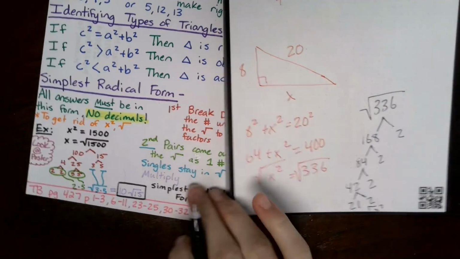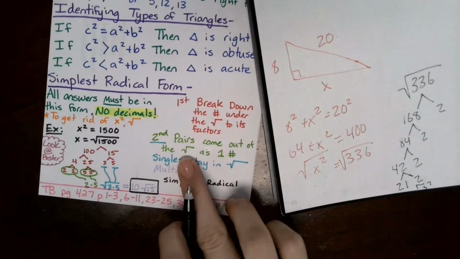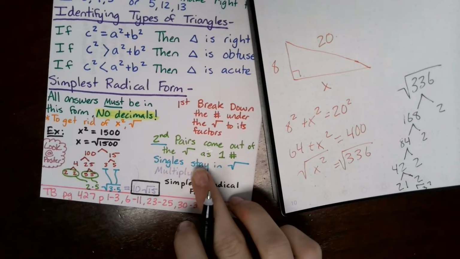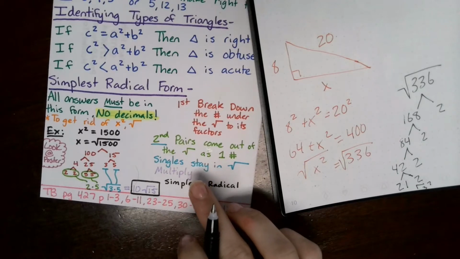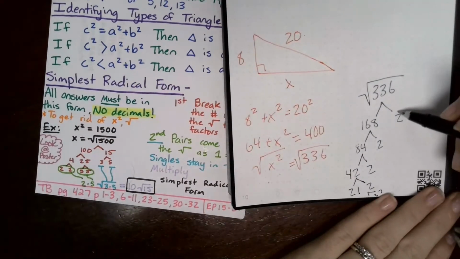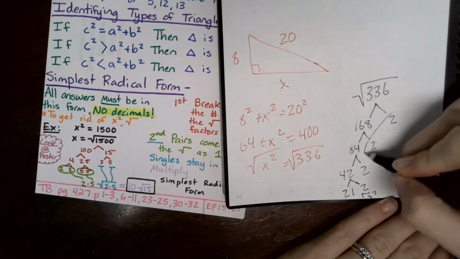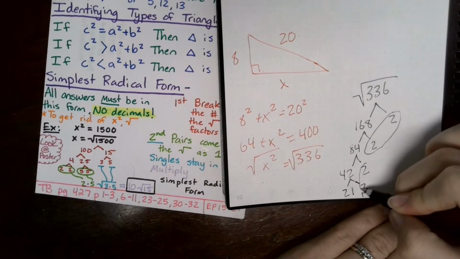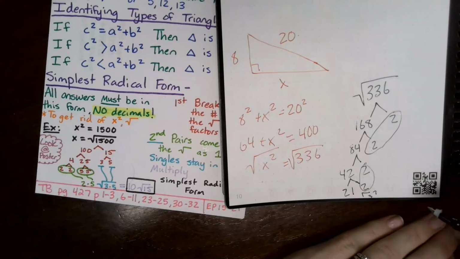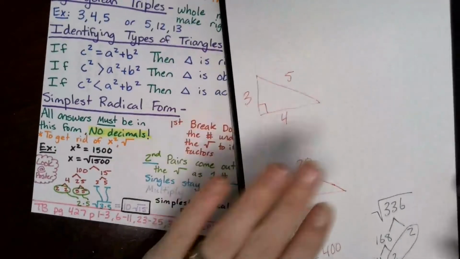Okay, so pairs come out of the square root as one number, and singles stay in the square root. So here's how we do this. We got 2 2's at the bottom here, and I'm not worried about the numbers that broke down further. But I have 2 2's right here, and I have 2 2's right here. So I pair them up, and let me rewrite this up here.